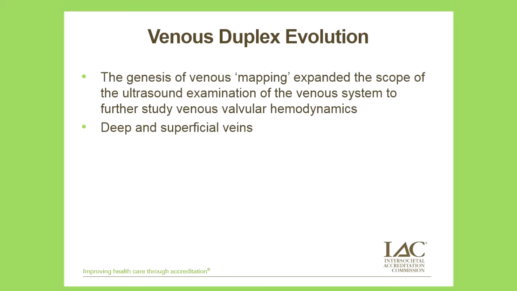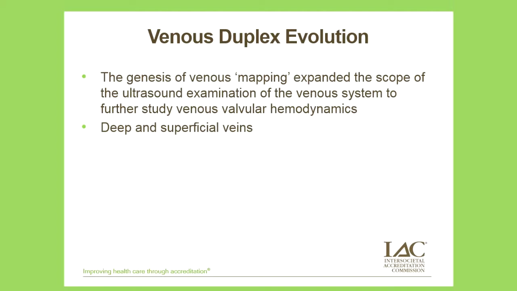So venous mapping, as it's termed, expanded the scope of the ultrasound exam, and we now study venous valvular hemodynamics of the deep and superficial veins. I want to just mention the word mapping because, depending on who's in the audience, the word mapping can mean a lot of different things. So I really would like to abandon this term because mapping can mean so many things. In the old days, we mapped the GSV, or great saphenous vein. At that time, it was called the greater saphenous vein, the long saphenous vein, all kinds of things. We know the new nomenclature says it's the great saphenous vein.